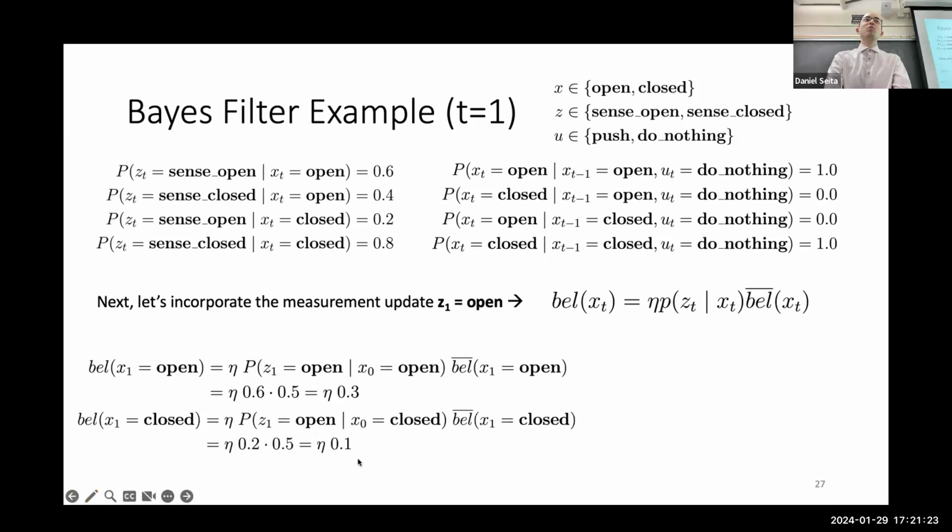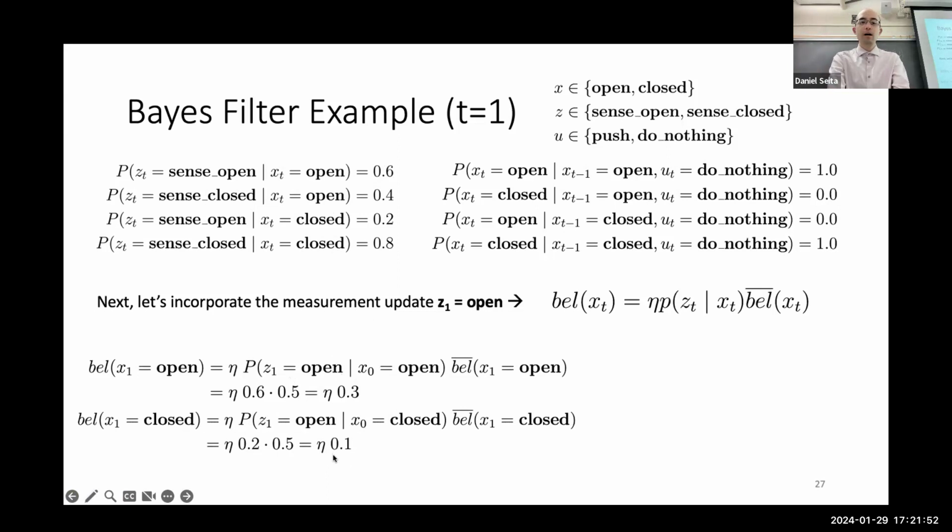So eta of 0.1. So close, but we have the prior here. Then you have z1 open given that x0 is open, and that is 0.6 here. Then z1 is open, x0 is closed, that is where that is this thing here.